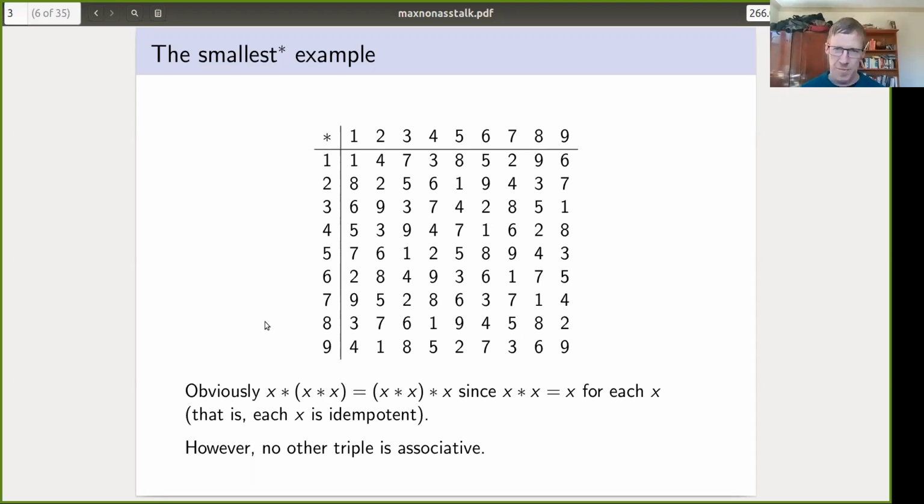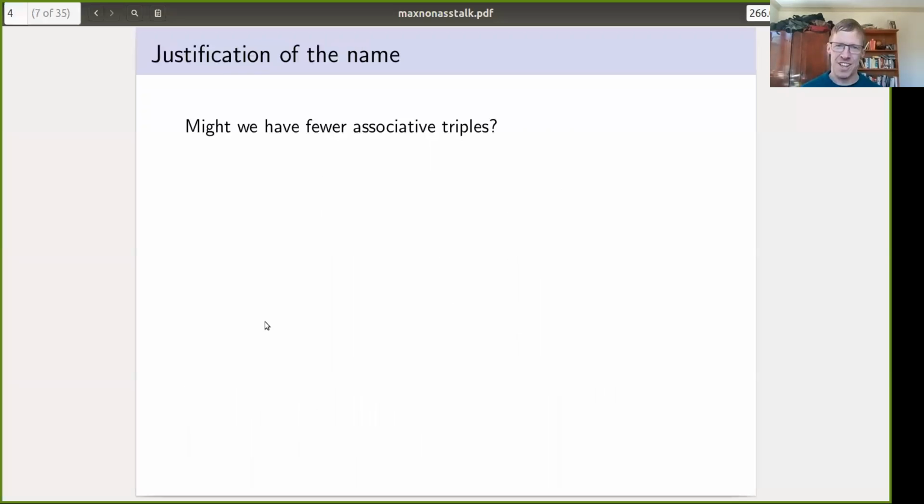Okay, so let's justify the name. Am I being too generous here? Could I do better than having those n associative triples? Because I have n triples x, x, x, all of which are associative. Could I have actually done better?